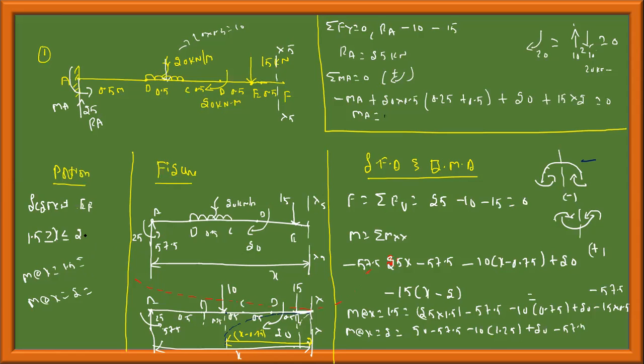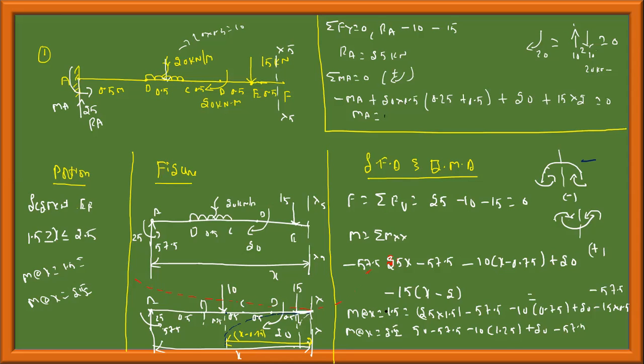Sorry, x is equal to 1.5 to 2.5. Yes, I'm getting 0 at x equal to 1.5 also 0, at x equal to 2.5 also 0.